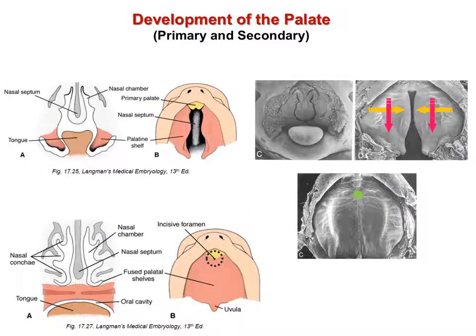With continued growth and development, as seen in the scanning electron micrographs on the right, the palatine shelves grow toward each other and begin to fuse in an anterior to posterior direction like a zipper. At this stage, the definitive palate has formed. The incisive foramen marks the site of fusion between the primary palate and secondary palate.